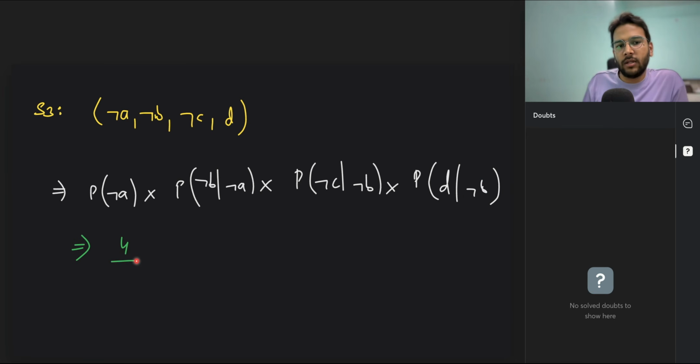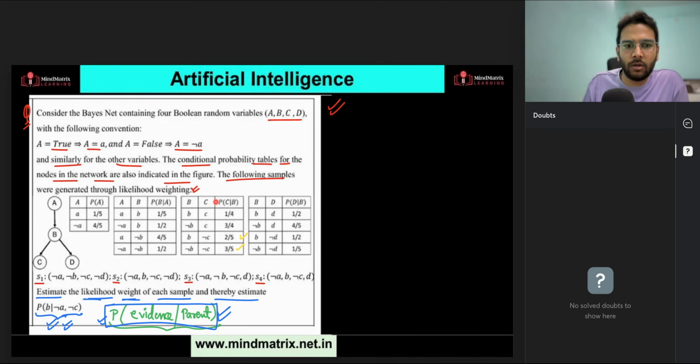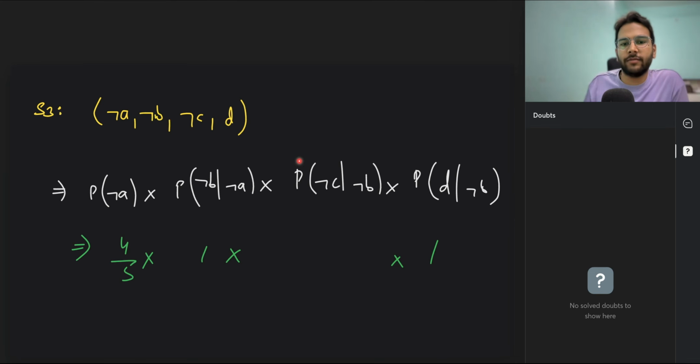Not of A, that is 4 by 5. You already know this. This is 1. This is 1. What about not of C given not of B? That is 3 by 5, right? Again, 3 by 5. So it is again coming out as 0.48.